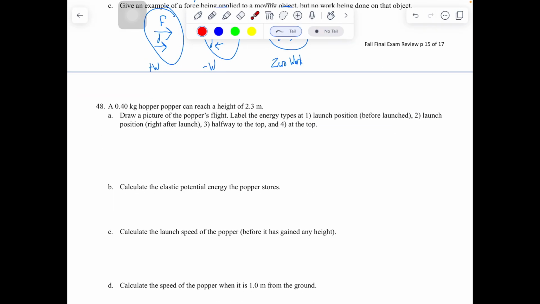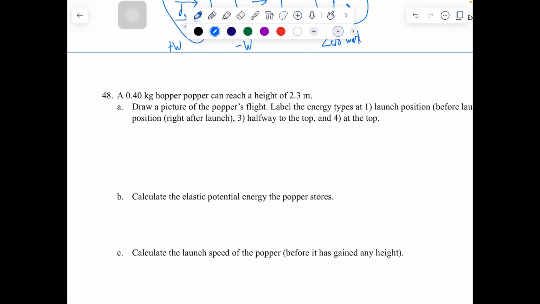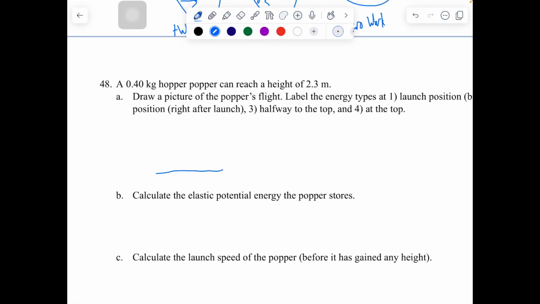Alright, hopper popper reaches this height. Draw a picture of the popper's flight. Label energy types. Launch position, halfway to the top, at the top. Okay, energy types. Draw a picture. Cool. Okay, so here it is soared.